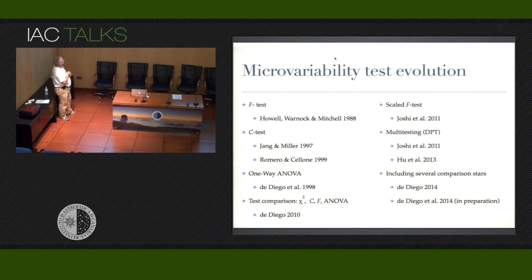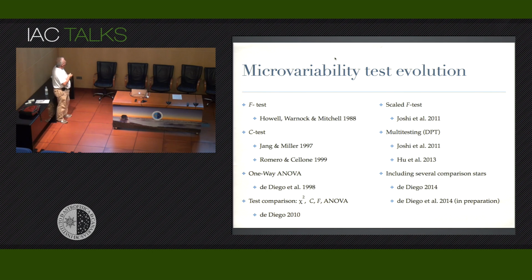Someone proposed a scaled test, which is basically the same as what Howell proposed, but simplified, because the problem with Howell's treatment is that it was a little complicated. Then others have started to use what is called multi-testing. Multi-testing is used, for example, in genetics, where you compare several things with different tests, and you have to control that you don't have a lot of type 1 errors. And this is done in the simplest form with Bonferroni's correction, but there are others.